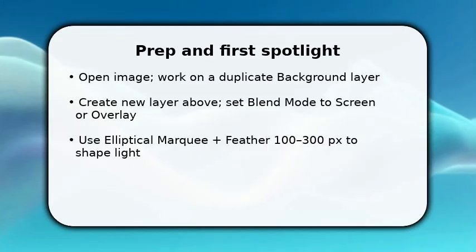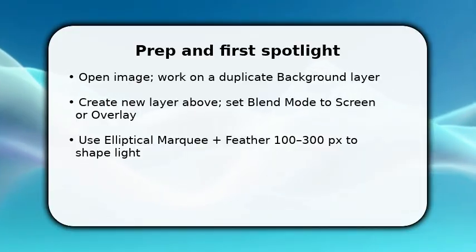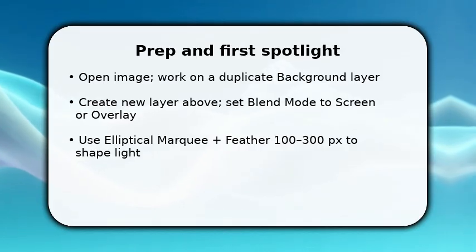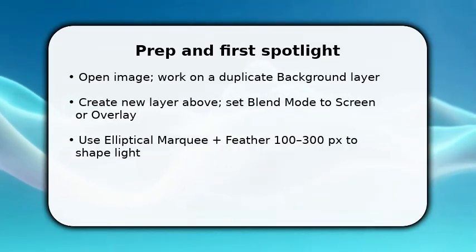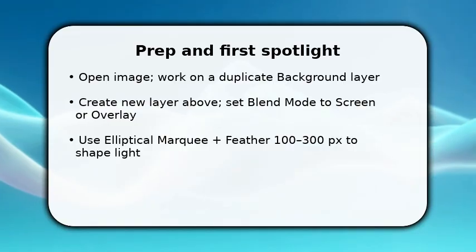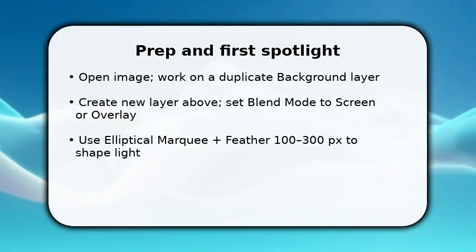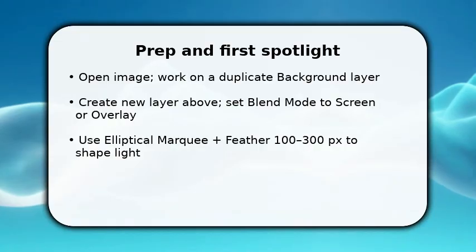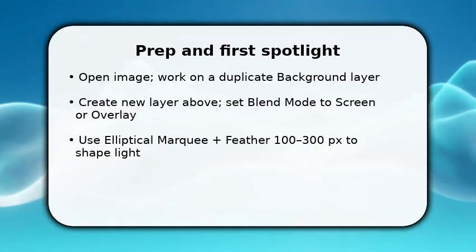You start immediately by duplicating the background and creating a new layer above it so edits remain non-destructive. Once done, set that new layer to screen or overlay to let light add up naturally. Use the elliptical marquee tool to draw the rough spotlight shape and apply a heavy feather, around 100 to 300 pixels depending on image resolution, so the edge is soft.